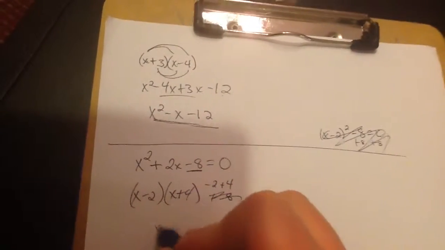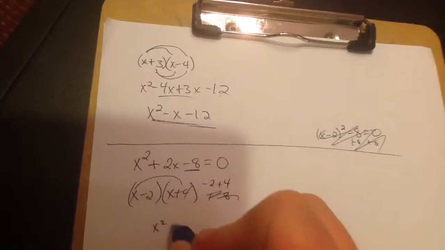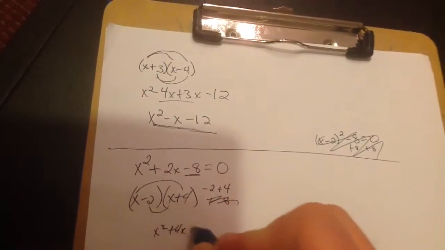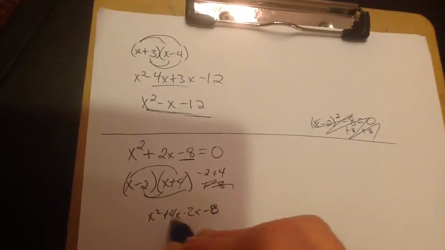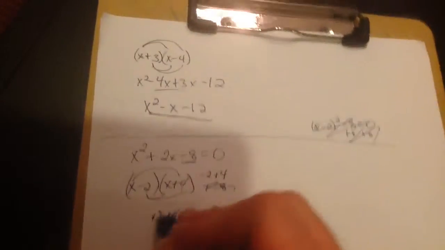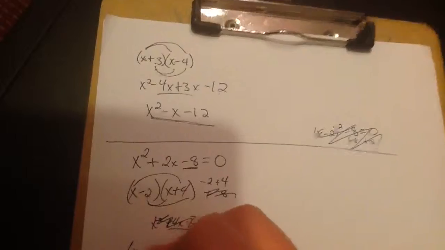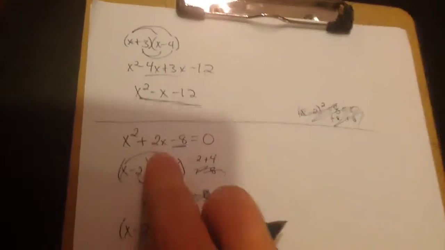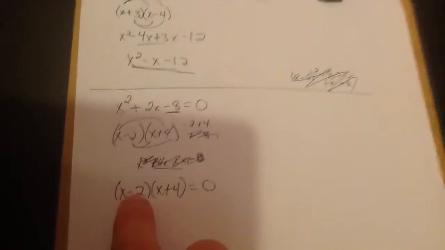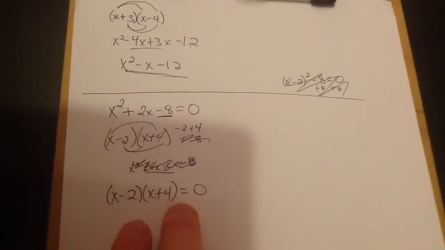x times x is x squared. x times 4 plus 4x, minus 2x, negative 8, and if I combine my like terms, I get that. So this, x minus 2 times x plus 4, is the factored form of this. This times this gives me this. All I did was break it apart into those two things.